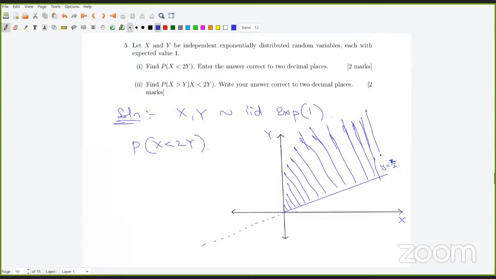So this is the only region we should consider. So this is the region, and we have to find the probability that x is less than 2y. If you take it in the 3D plane, this has some joint distribution, and you have to compute the area under the curve, which is actually the probability.